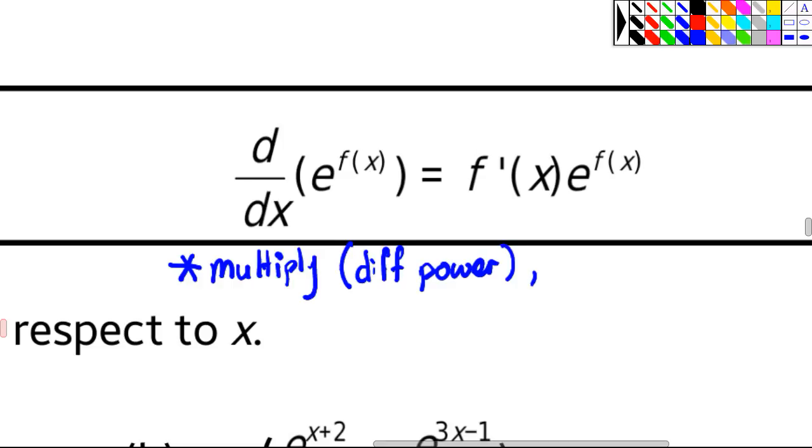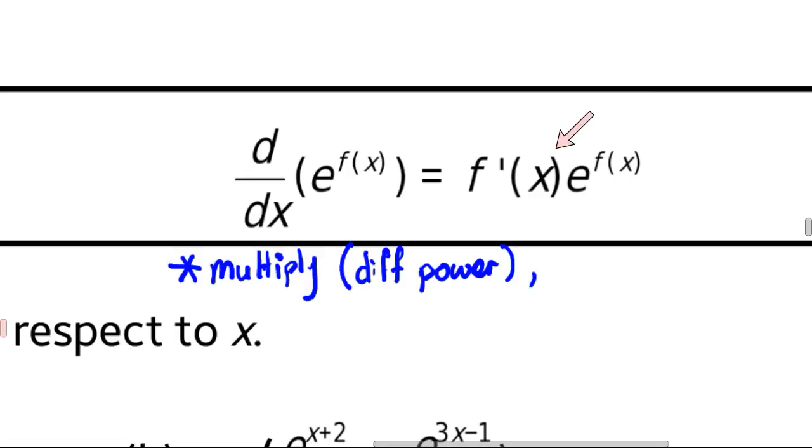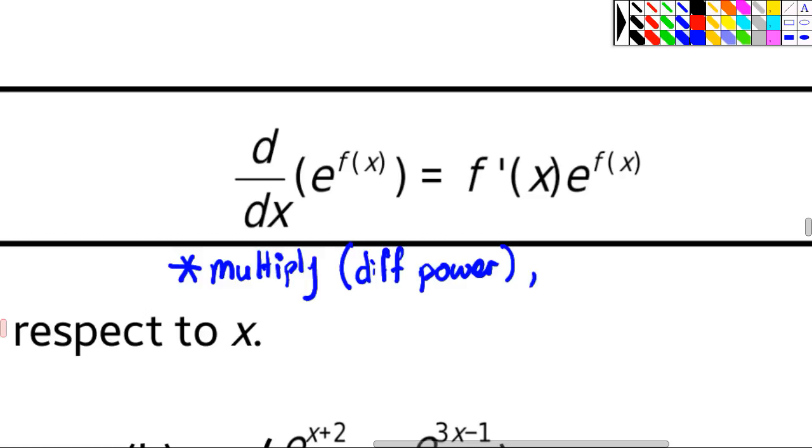Then what do I do? What happened after that? I differentiate, then after that I copy e^f(x). You look at the e^f(x) and the e^f(x) here. It is exactly the same. So this thing here and this thing here is the same. So what it means is that I actually copy the e^f(x).